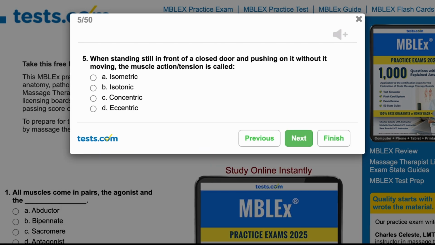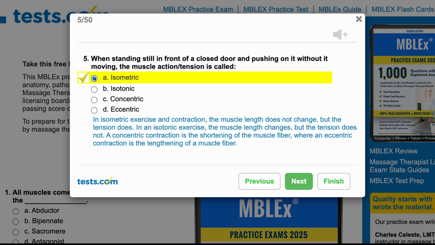Question number 5. When standing still in front of a closed door and pushing on it without moving, the muscle action and/or tension is called: A. isometric, B. isotonic, C. concentric, or D. eccentric. A. Isometric. In isometric exercise and contraction, the muscle length does not change, but the tension does. In an isotonic exercise, the muscle length changes, but the tension does not. A concentric contraction is the shortening of the muscle fiber, where an eccentric contraction is the lengthening of a muscle fiber.